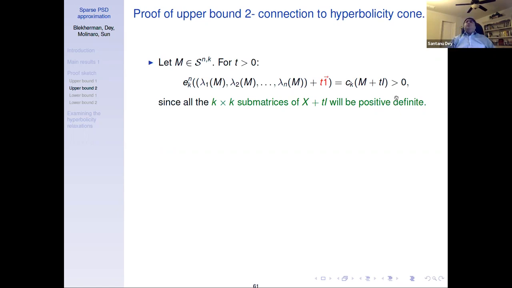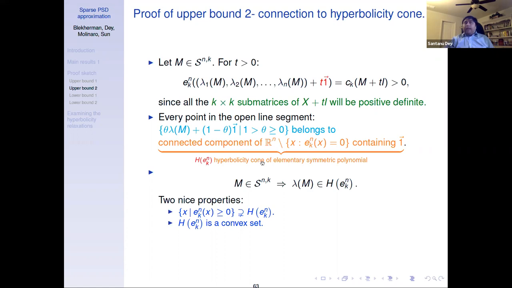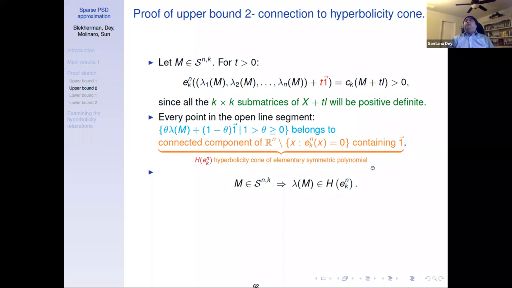So what does this say? I'll slowly parse through this. This first bullet point, this observation, can be rewritten in the following fashion. If I take this vector of eigenvalues, and I take the all ones vector, and I look at the line segment between these two, it turns out that this line completely belongs to the following set. What is the set?